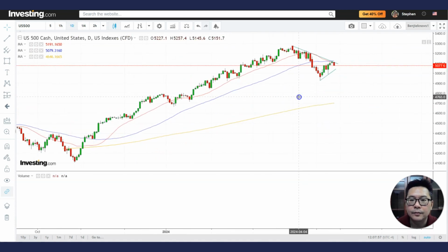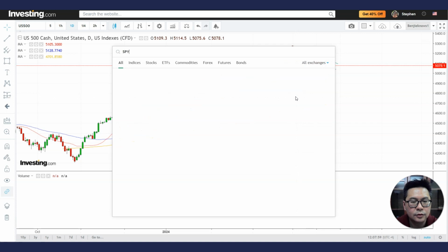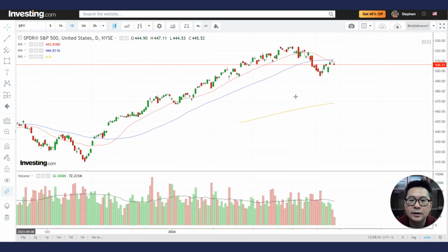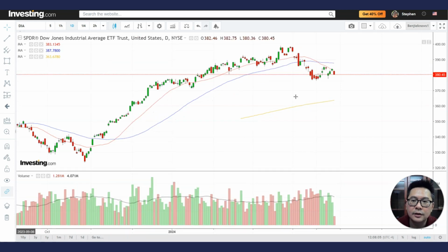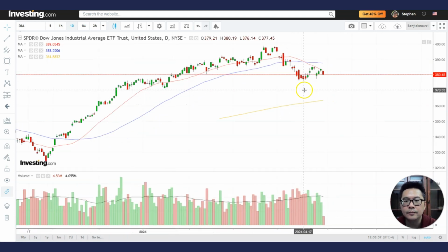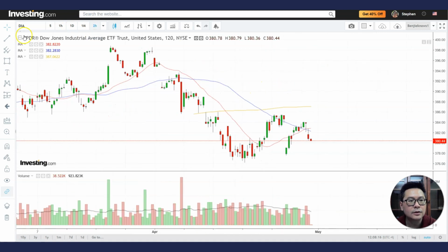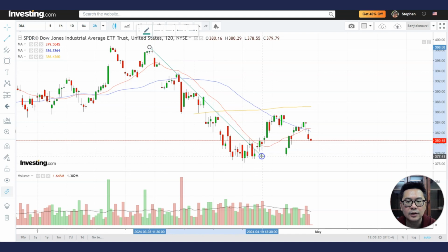All right, so let's go to the SPY. SPY also looks kind of the same at this moment. Now, if you look at the DIA, it's finding resistance at a 20 MA, which is why it's kind of declining at this moment. And let's go to the 2-hour chart. DIA breaks above this downtrend line, but is unable to move up any higher.